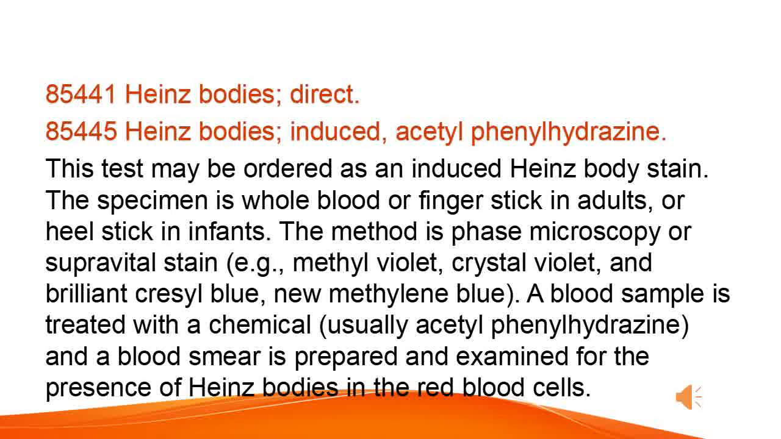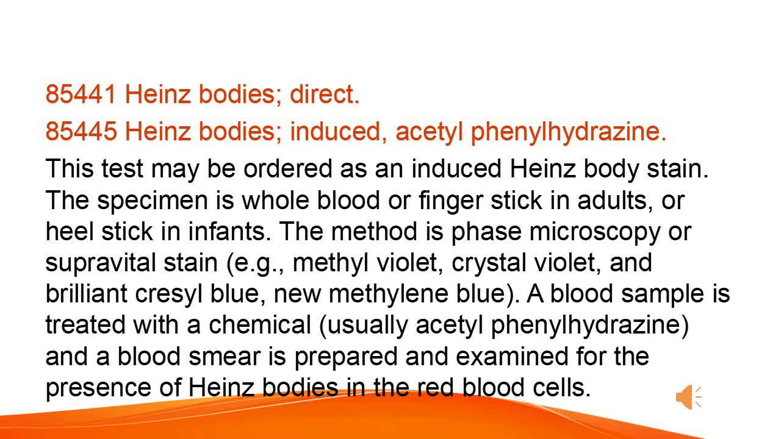Heinz bodies, direct. Heinz bodies, induced, acetylphenylhydrazine. This test may be ordered as an induced Heinz body stain. The specimen is whole blood or finger stick in adults, or heel stick in infants. The method is phase microscopy or supravital stain, e.g., methyl violet, crystal violet, brilliant cresyl blue, new methylene blue.